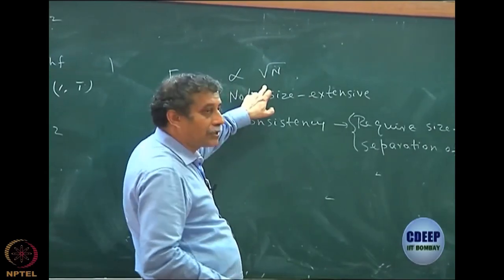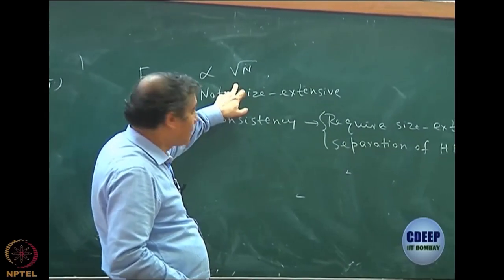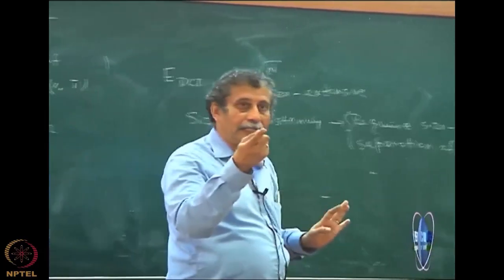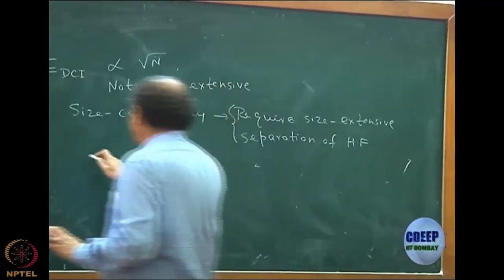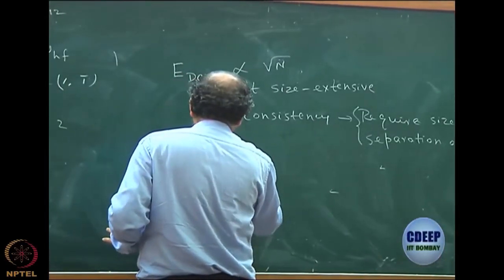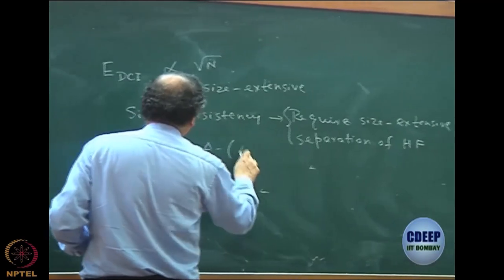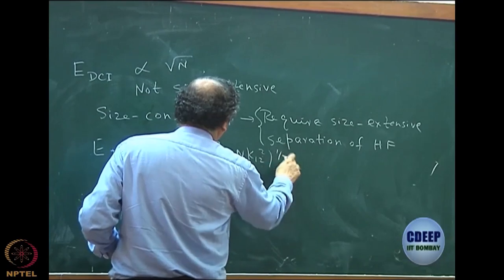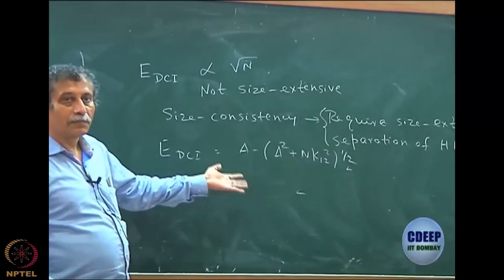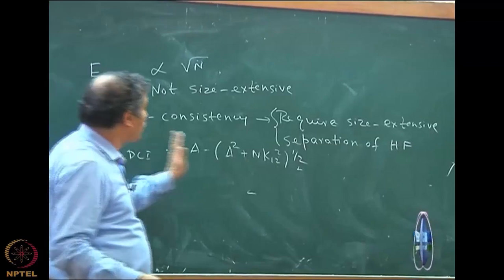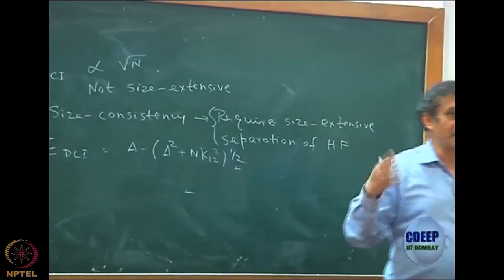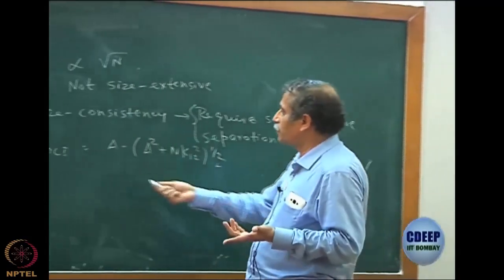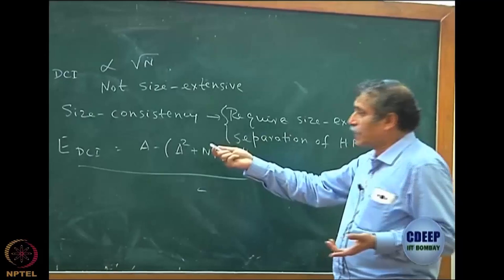So if it is not proportional to n, just as DCI goes as square root of n, it is not size extensive. And that we saw in the last class: your DCI energy for n H2 molecules was always becoming delta minus delta square plus n times K12 square, to the power of a half. So that was the form that you are getting. Please understand, I have done it elaborately. You should be able to get this from the correlation energy expression by iterative diagonalization and then solving the quadratic equation. And we have also taken the lowest root.